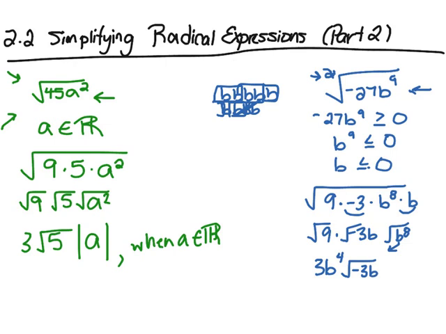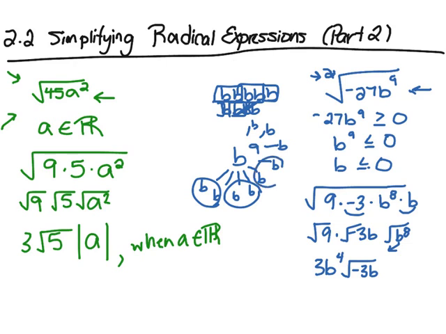Now a way to remember this is if you were to think of b to the power of 9 as a factor tree, you would have 9 of them. 1, 2, 3, 4, 5, 6, 7, 8, 9. B, B, B, B, B, B, B, B. If this was your factor tree, this comes out, this comes out, this comes out, this comes out. So that would be b to the 4 with 1 b left over.